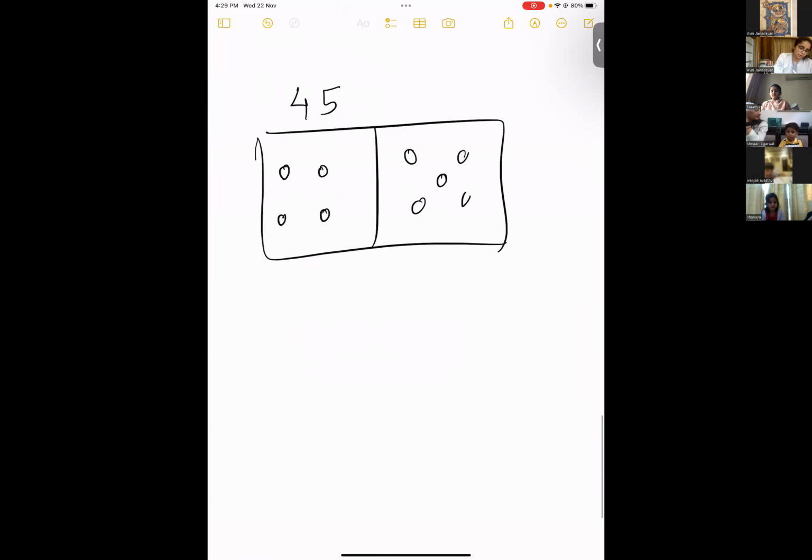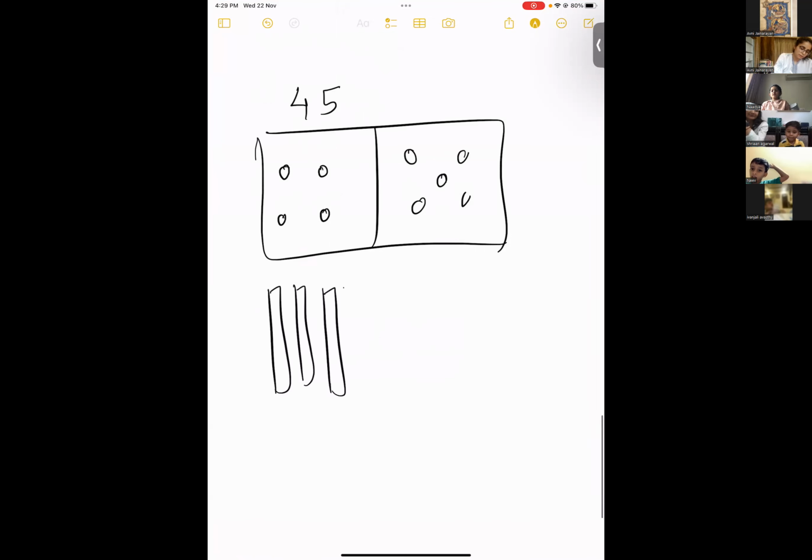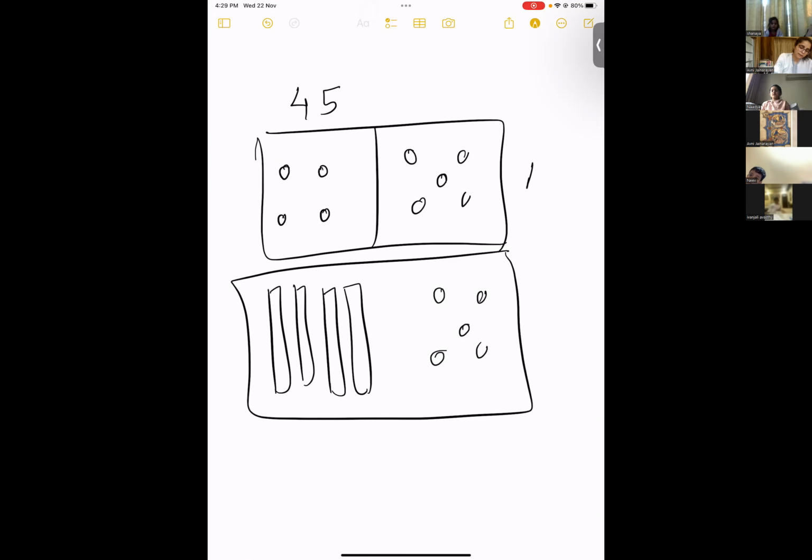Okay. Another question. Now tell me, which one of these is 45, A or B? For 45 we need 40. Here there is only 4 and 5. 4 and 5 is 9.